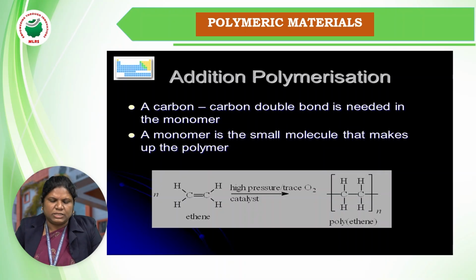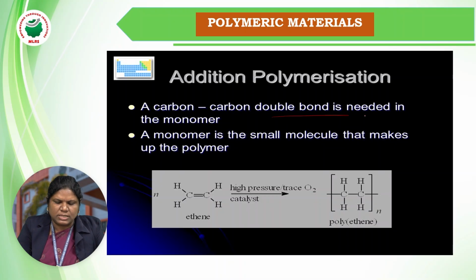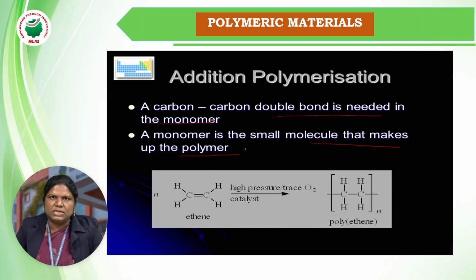For addition polymerization to happen, we should have a monomer which has a double bond. A carbon-carbon double bond is needed in the monomer. A monomer is a small molecule that makes up the polymer, we know. A number of monomers will combine together and form the polymer.